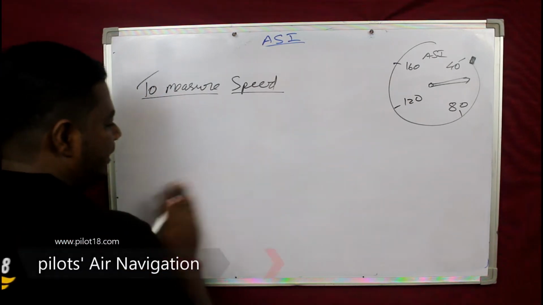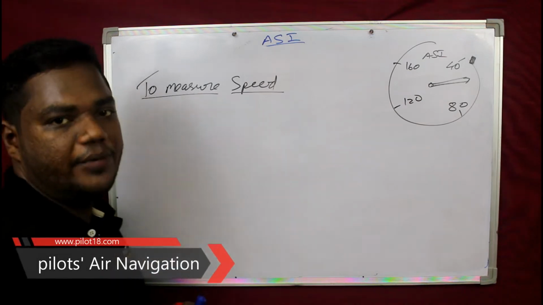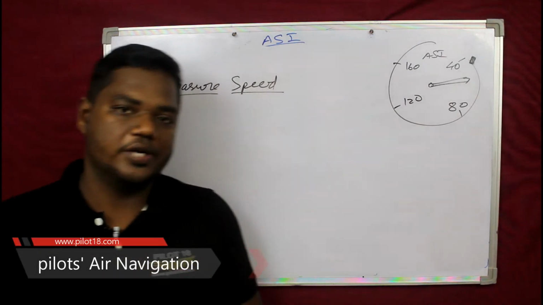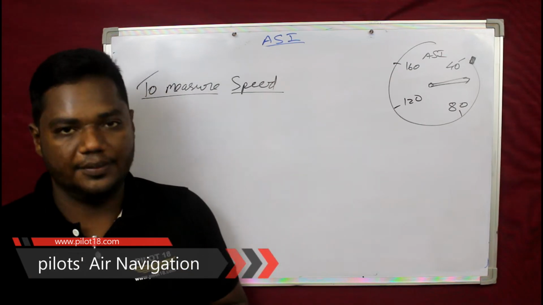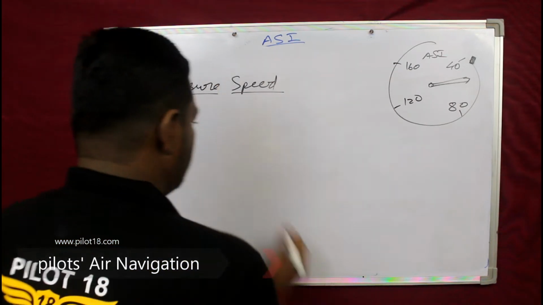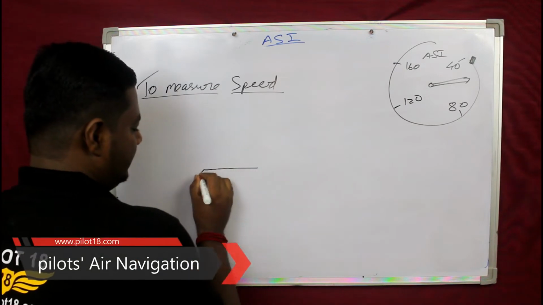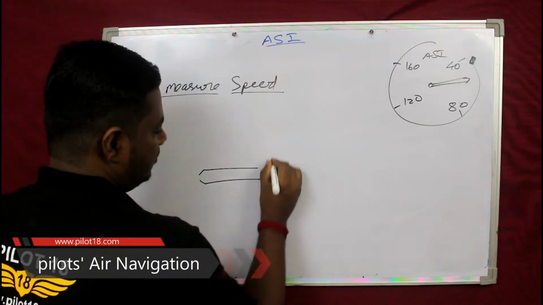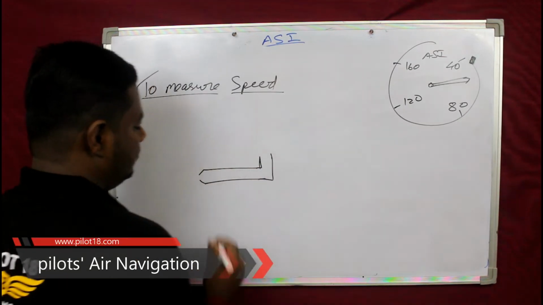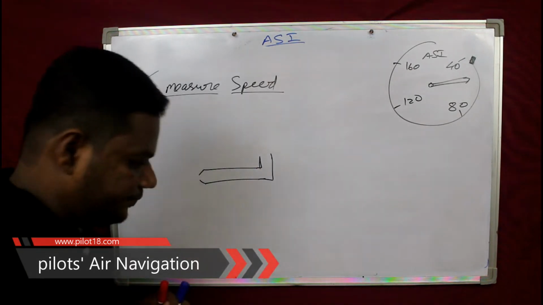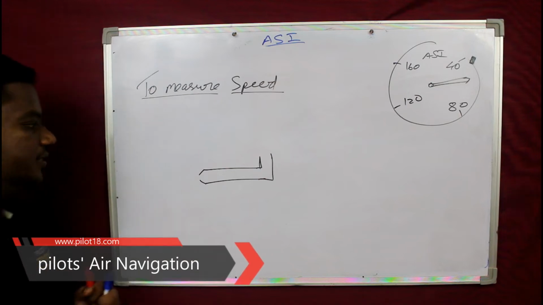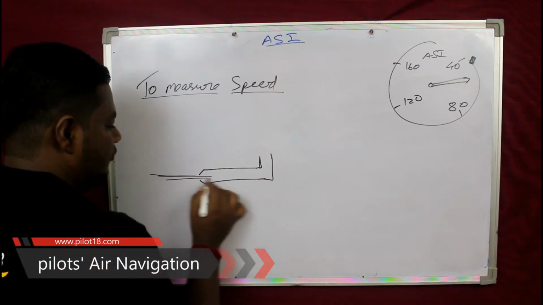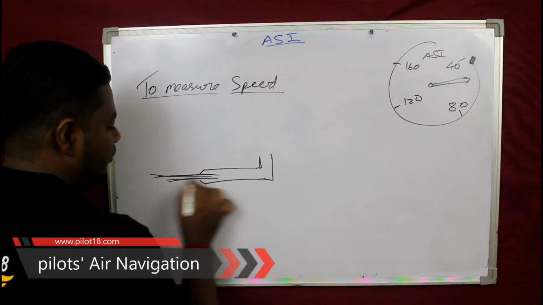In an aircraft there is something called a pitot tube, which is usually located under the wing and is used to measure the dynamic pressure. It actually looks like this, like a tube. Under the wing, when the aircraft starts moving, the airflow will start entering the pitot tube.